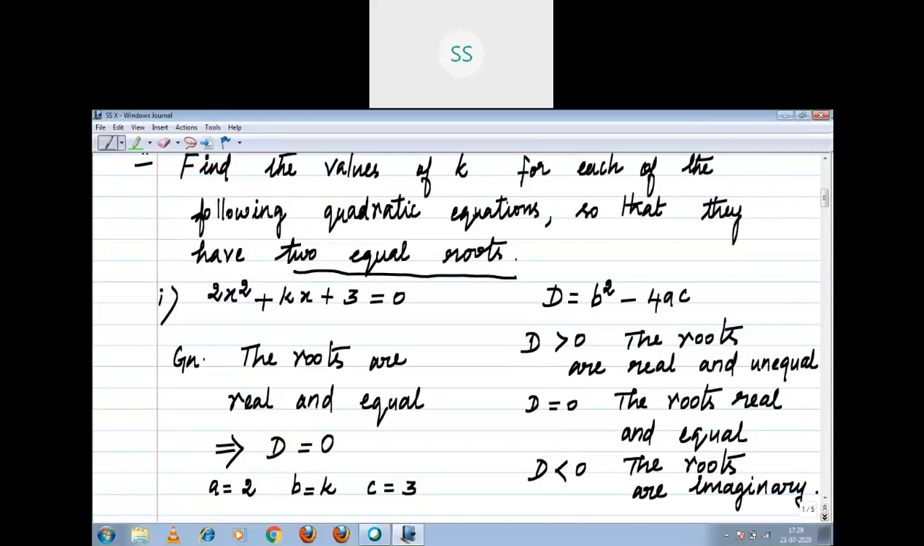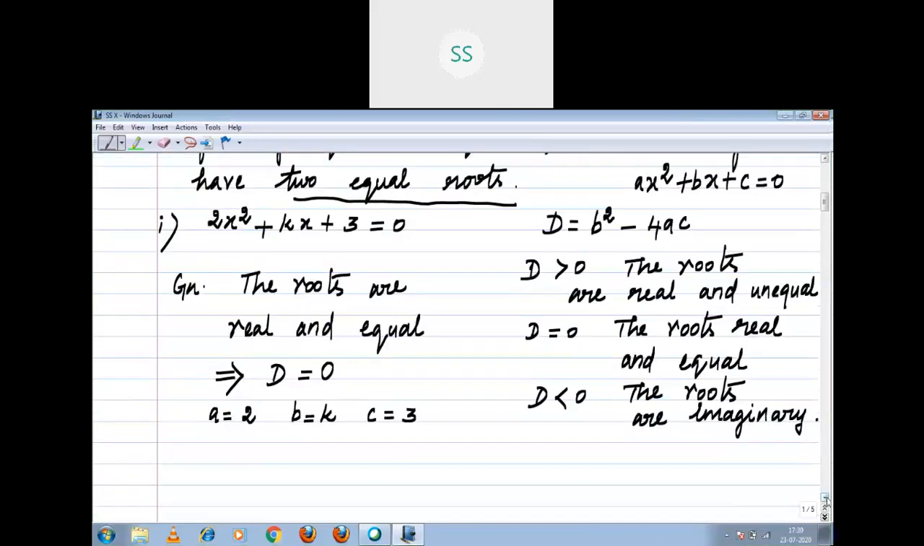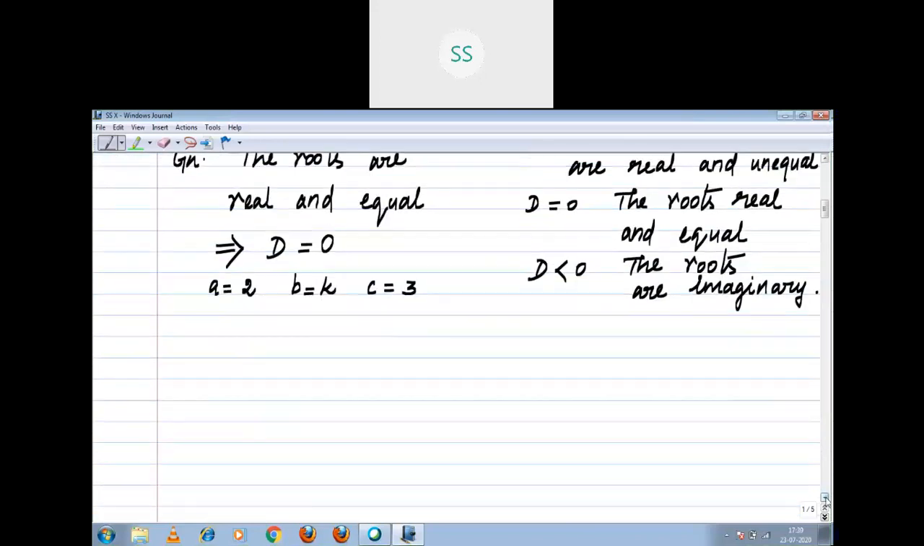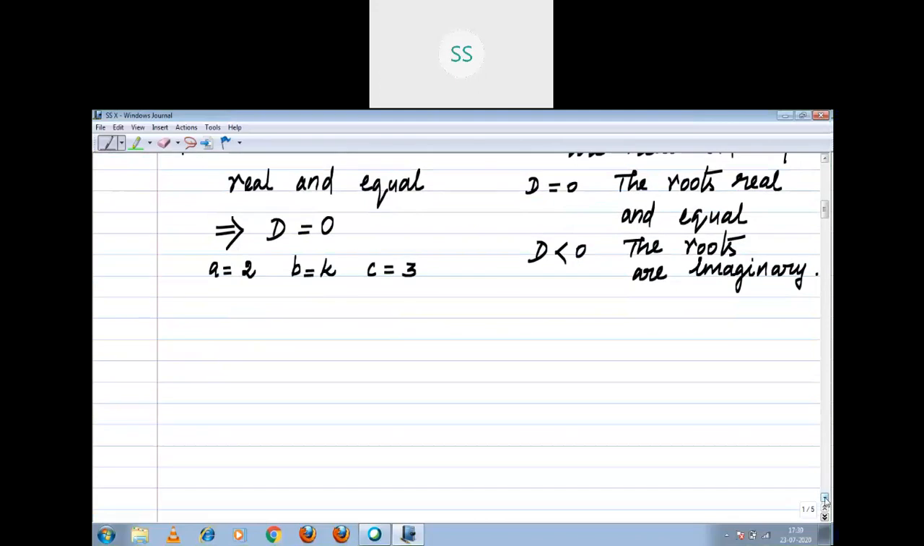You are relating the general to the given. The general, I will write it here: the standard format ax square plus bx plus c is equal to 0. You are relating the given to the general format. Now you people feel it is easy. You have to listen carefully to what I am saying. If you are attentive, you will get good marks. You won't feel it is tough.